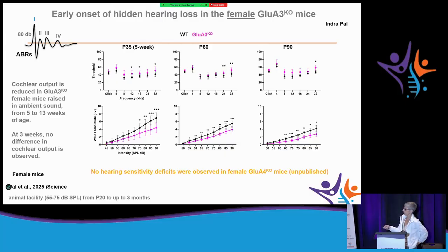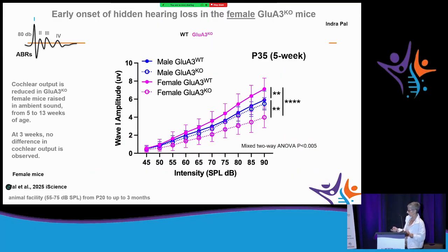The only thing that you can see here is that the decrease in wave 1 amplitude occurs much earlier, when the mice are already 5 weeks old. And it's pretty much maintained. Normal thresholds relatively, but very low amplitudes. And these are in a facility that's relatively ambient, quite noisy at the beginning. Now we compare these 5 weeks old mice. In magenta, you have the females; dashed lines are the KO. And in blue, you have the males. You can see very nicely how these females at 5 weeks already have this hidden hearing loss.